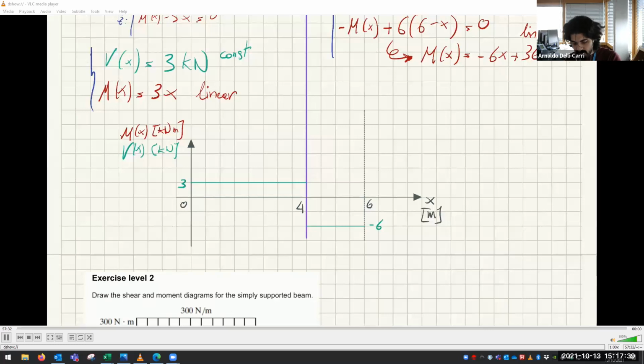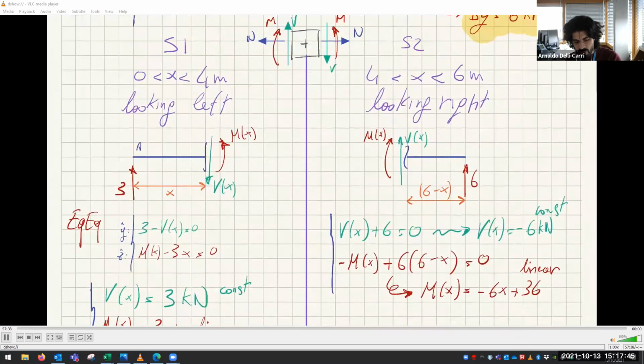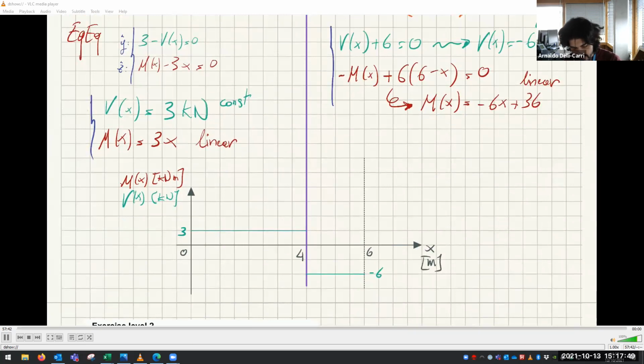That's done for the shear force. For the bending moment, I need 2 points. So I'm going to use the moment at 0 and the moment at 4. So the moment at 0 is 0, because 3 times 0 is 0. The moment at 4 is 3 times 4, so that's 12. Let's say here, 12 kilonewton meters. And so I just draw a straight line between 0 and 4.